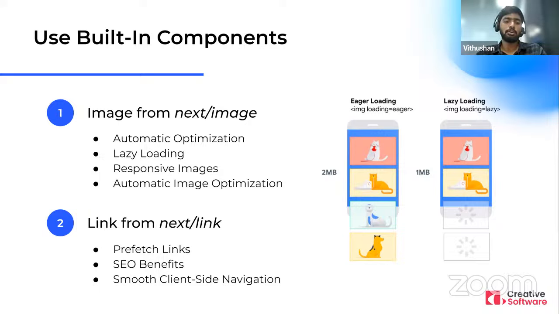So basically, automatic optimization is one of the good techniques from the Next.js image component, which automatically optimizes the images based on the device size and resolution. This ensures fast loading times and a better user experience.